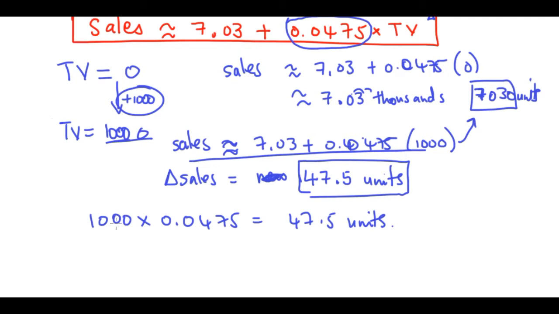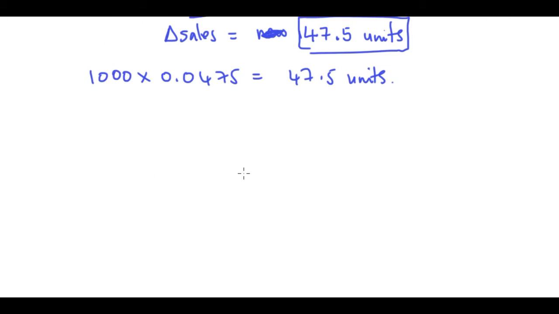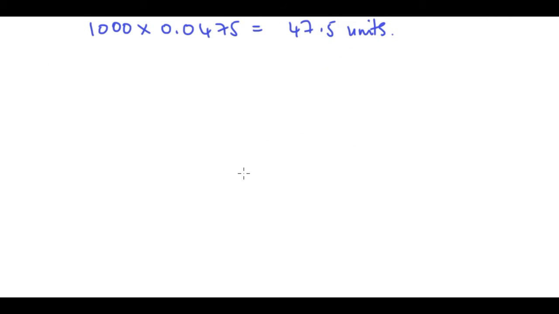Right, so if we increase our TV budget by 10,000, there's going to be 10,000 times 0.075. So that is the interpretation of that equation. One last part in this video before we move on to the next one.